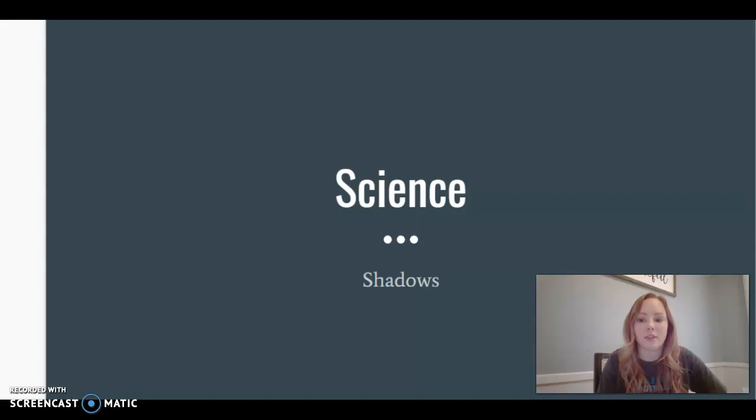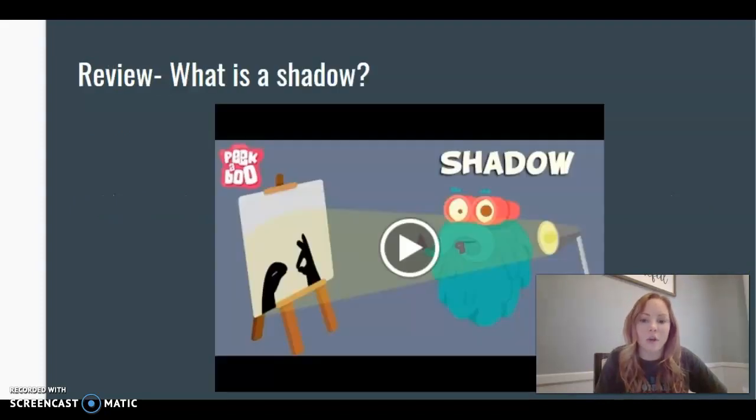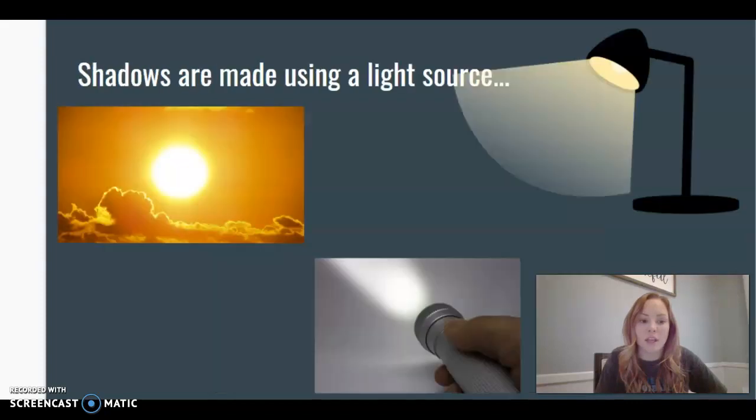You have until Friday at 3 p.m. to get your pictures in. So our objectives are the same as yesterday. We will review what a shadow is. The only difference is that today I will draw a picture of my shadow or take a picture of your shadow in the middle of the day instead of the morning. So preferably around 3 p.m. should show you that difference in shadow. Here's your review video again if you need help remembering what a shadow is.